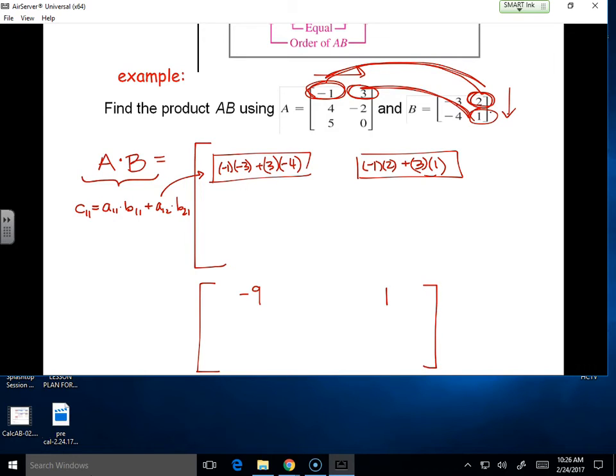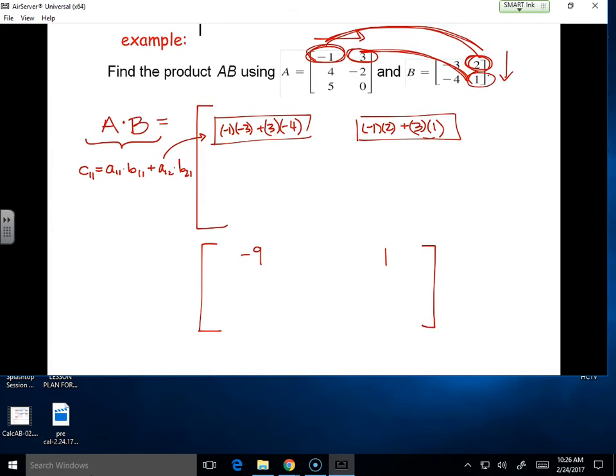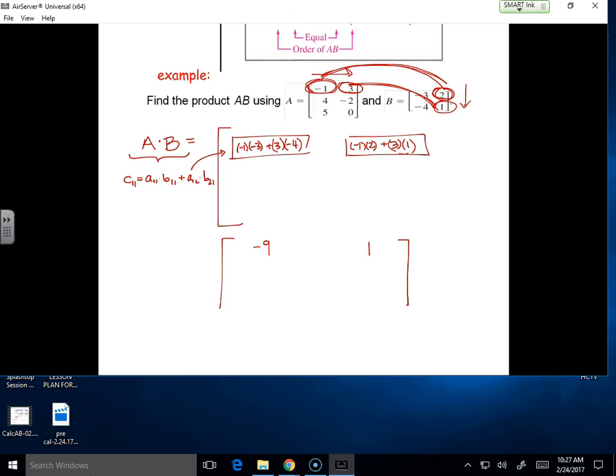So we work by rows and we work by columns. Rows of the first and columns of the second in our multiplication. So we have just completed our first row. You see it? Negative 9, 1. Didn't we complete our first row? We used both the elements in the first row and we associated them with both of the columns in the second one. So now what is it time to move on to?